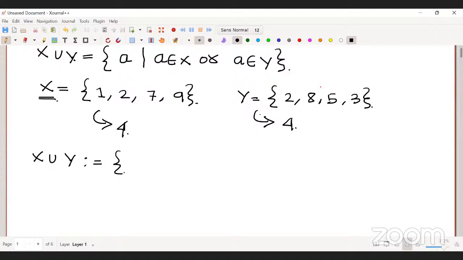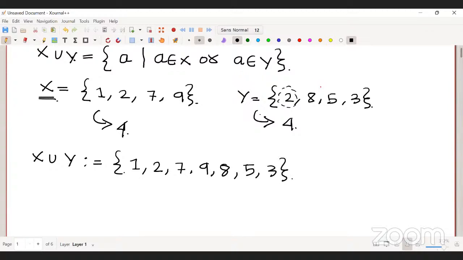You just need to take all the elements of X and combine them with all the elements of Y. So we write 1, 2, 7, 9, covering all the elements of X. Next we need to cover all the elements of Y. The first element is 2, and we have already written 2 in our union, so we don't need to write it again. The next is 8. 8 is not here, so we write 8. The next is 5. The last one is 3.